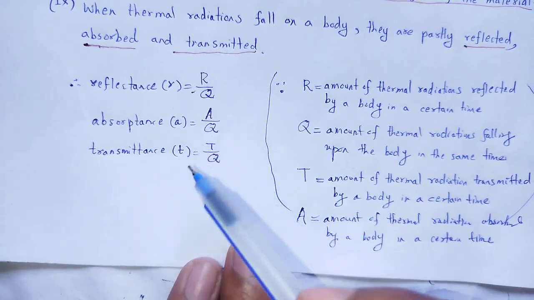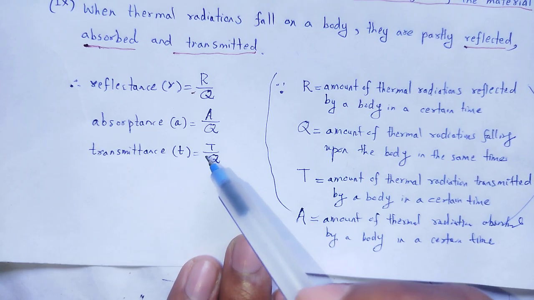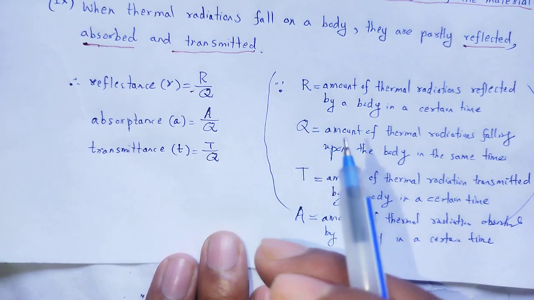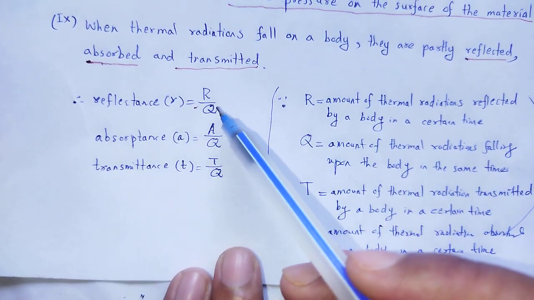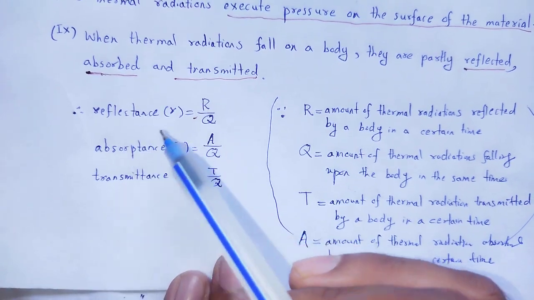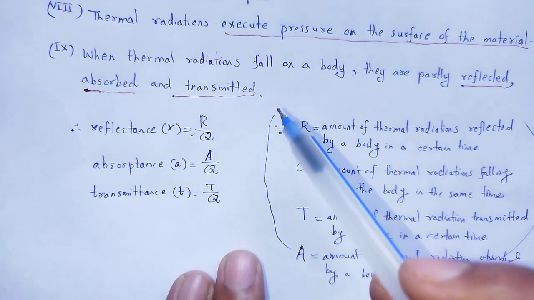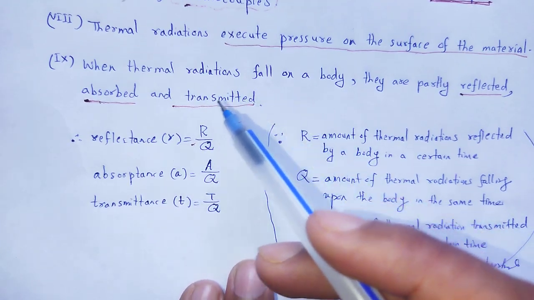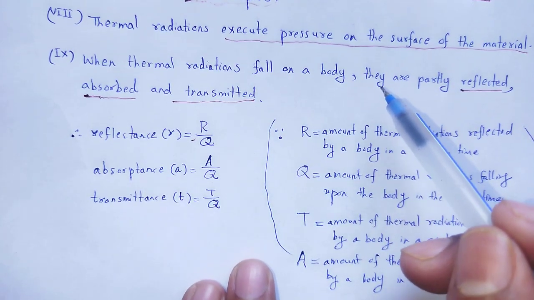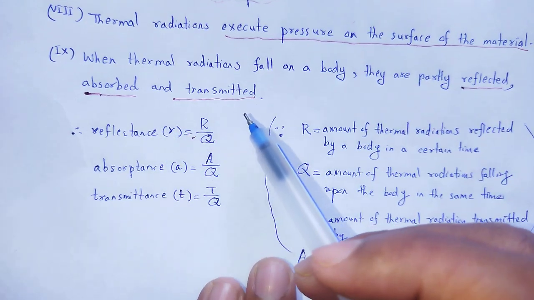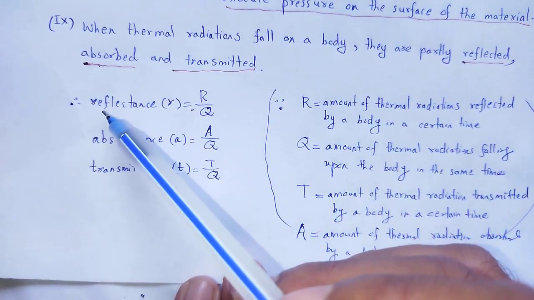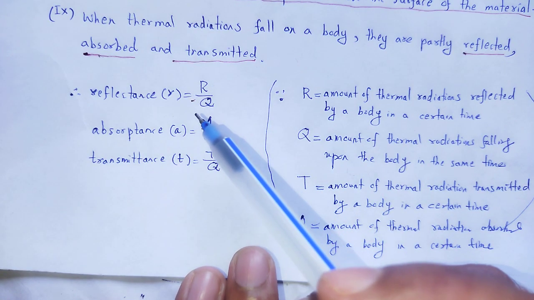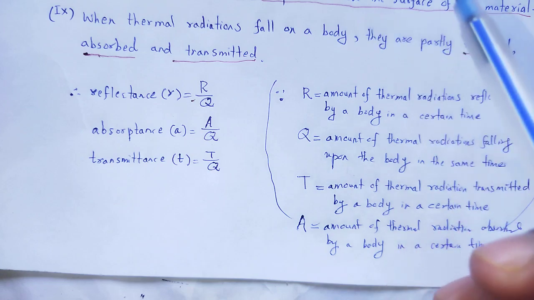Next, transmittance, small t, that is capital T by Q, where capital T is the amount of thermal radiation transmitted by a body in a certain time. So these are some basic terms. By using these terms, we can easily show the amount of thermal radiation reflected, absorbed and transmitted. Reflectance, absorptance and transmittance depend upon the nature of the surface of a body.